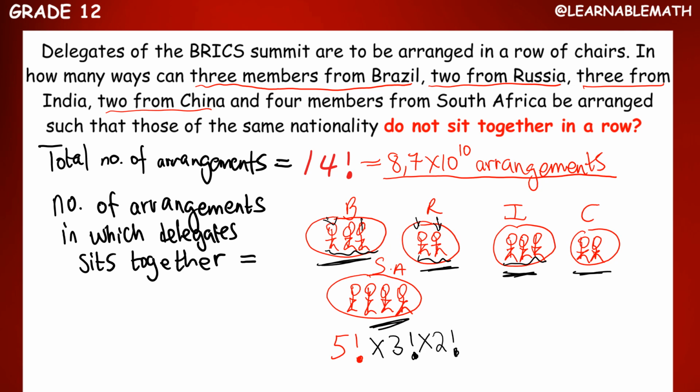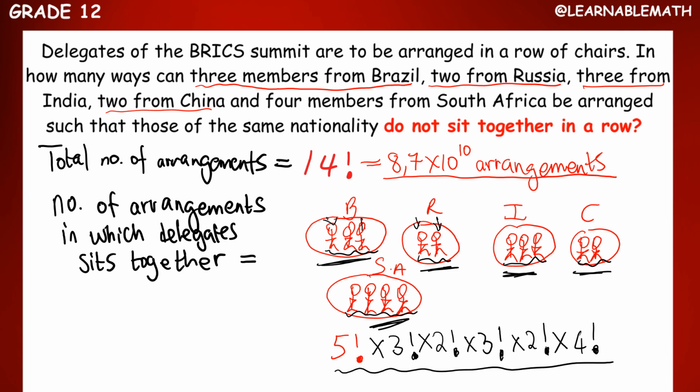India here, we have 3 people. They can also be arranged in 3 factorial ways. They can shift. Even China, they can be arranged in 2 factorial ways. And here in South Africa, they can also be arranged in what? In 4 factorial ways. Okay, so that's how we count the arrangements where they will sit together. Okay, let's go and answer the question now. All right, it was quite a long question, but it's fine. Let's go and answer the question.